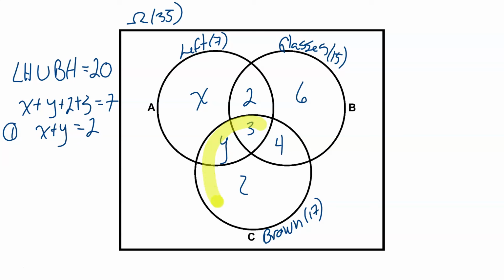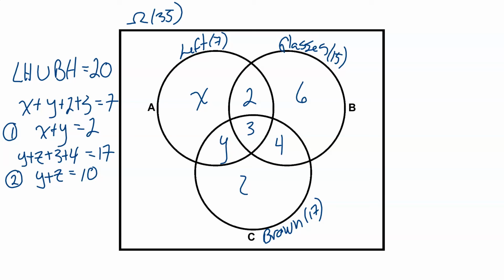Now I'm going to look at the brown-haired people, where we've got y plus z plus 3 plus 4, and that's equal to 17. We can also simplify that down. y plus z is equal to 10. So we've subtracted the 3 and 4 from both sides, and we get 10. That gives us our second equation.